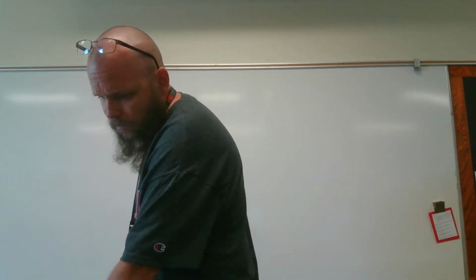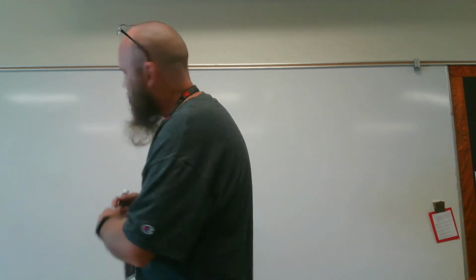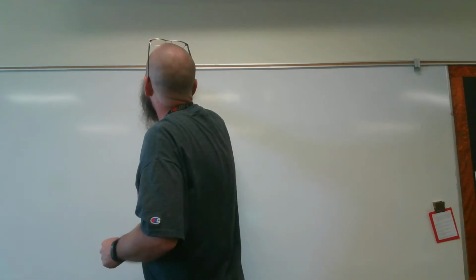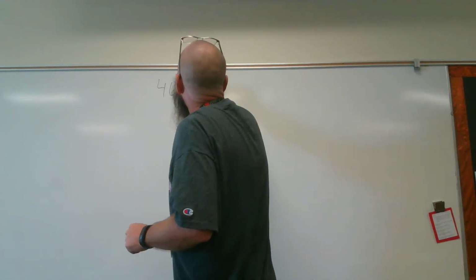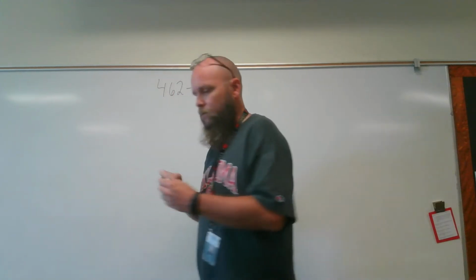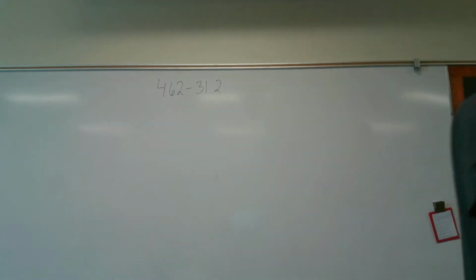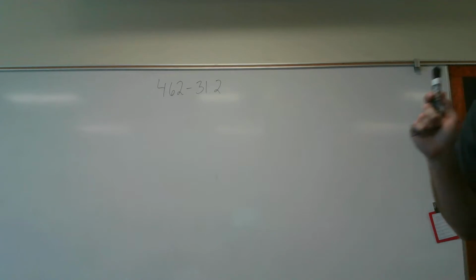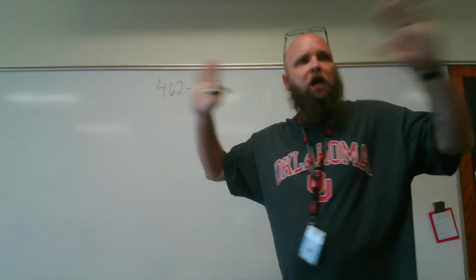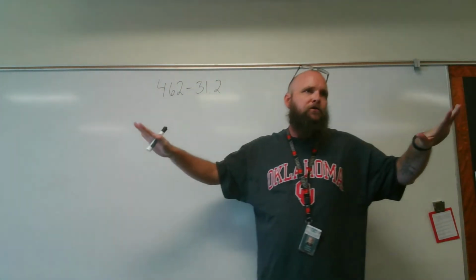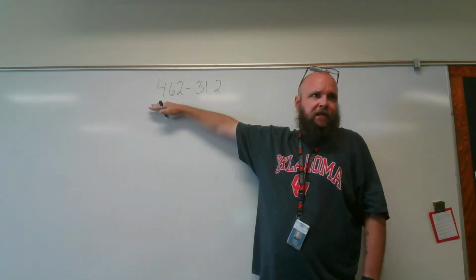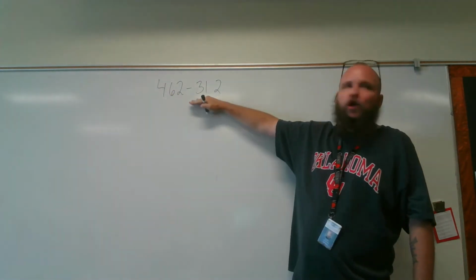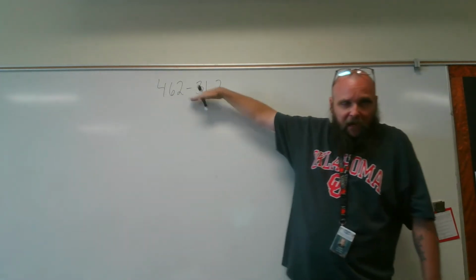All right, let's look at number 5. It is 462 subtract 31 and 2 tenths. Let's start with JJ. JJ, I need an estimate first. Okay. So, if this was 460 and this was 30, what would 460 minus 30 be?